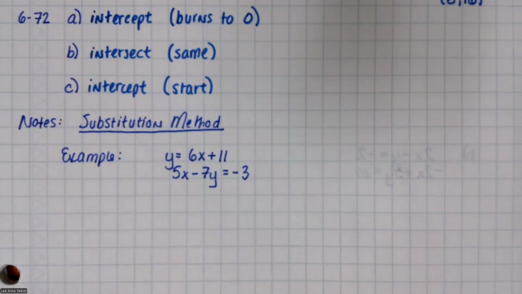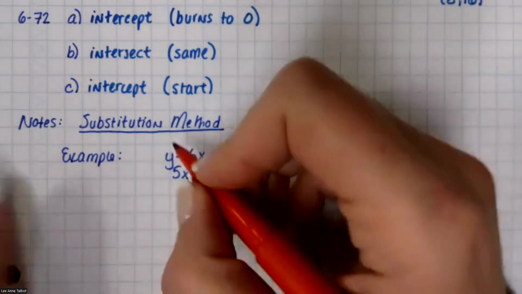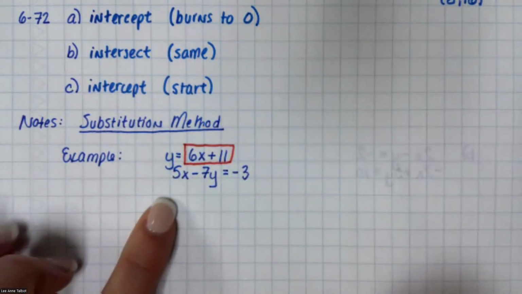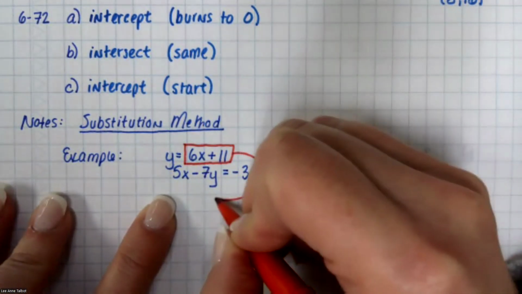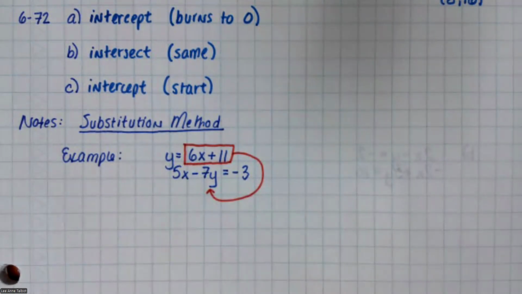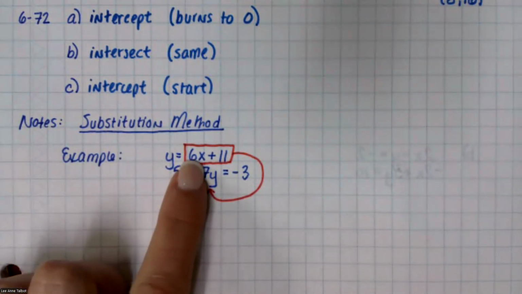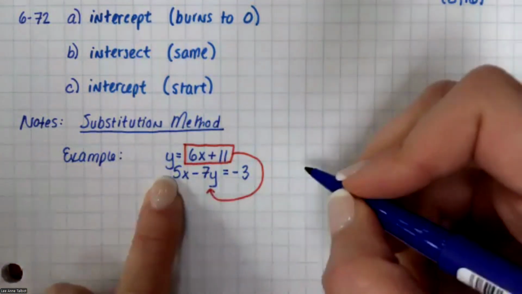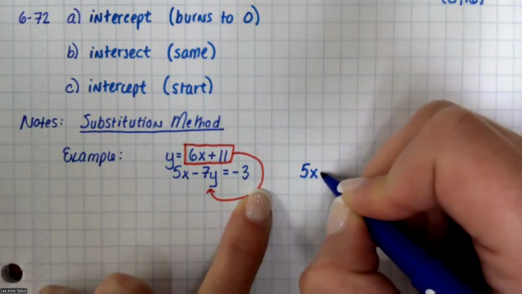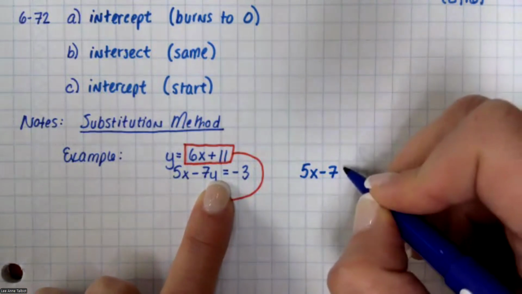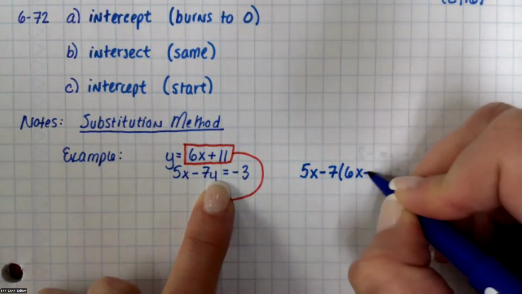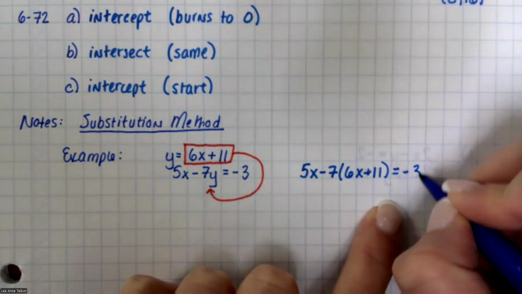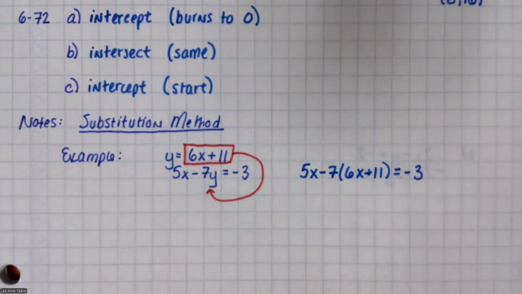Okay, last problem of the day. Substitution method notes. Very straightforward. I'm going to put a box around the part that's equal to y, and put an arrow to y in the other equation. A box around the stuff that equals y and an arrow to y in the other equation. I'm going to write this equation again, 5x minus 7, but y is going to disappear and be substituted by 6x plus 11, equals -3. Now I have an equation I can solve.